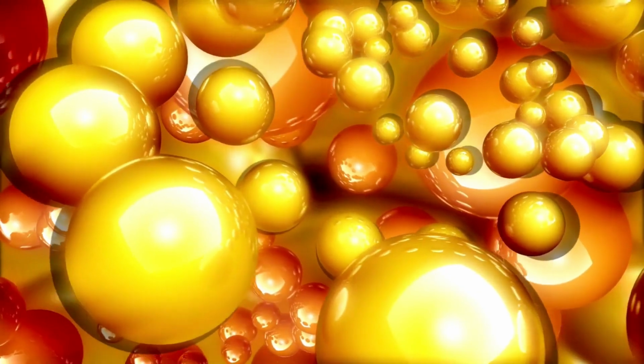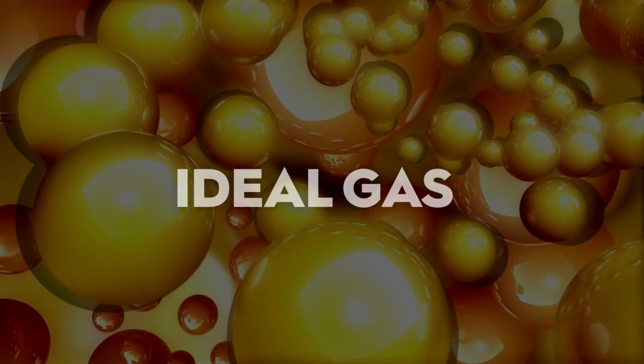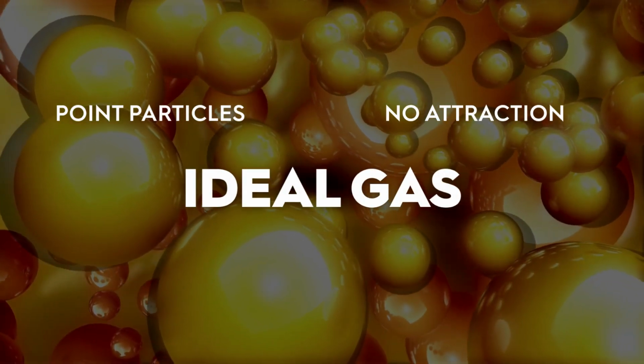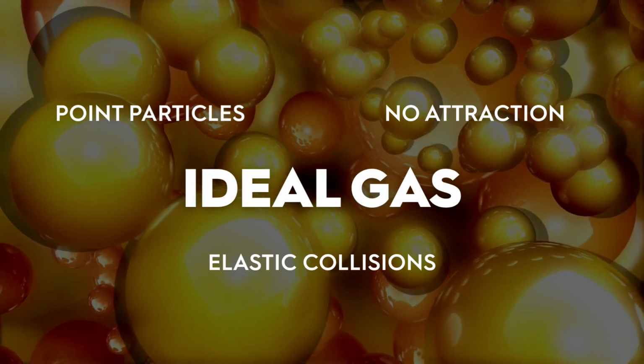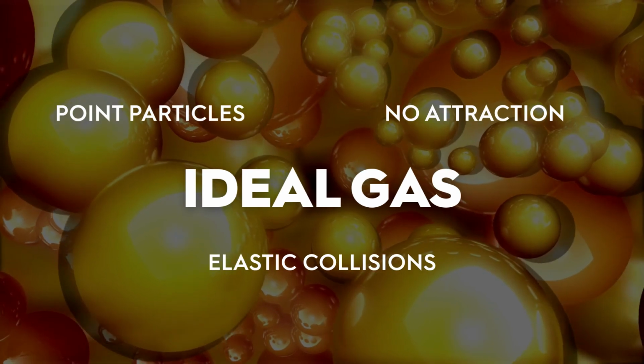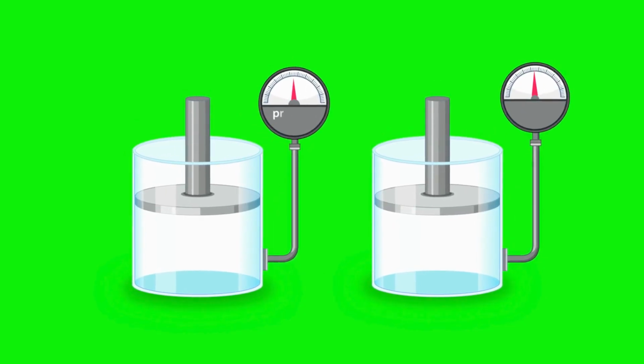Now, to study gases, scientists often use an idealized model. The ideal gas assumes point-sized particles, no attractions or repulsions, and perfectly elastic collisions. It's not reality, but it provides a powerful first approximation. From this model, we can identify some key gas laws.